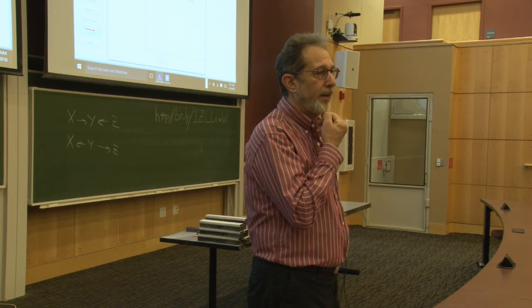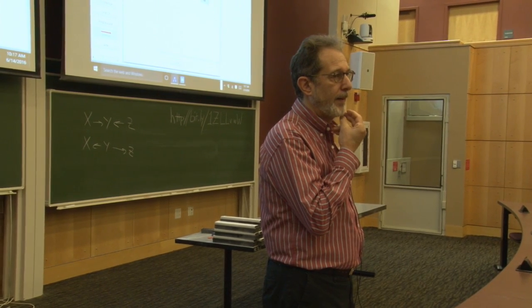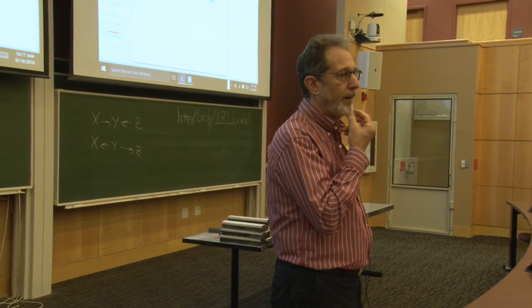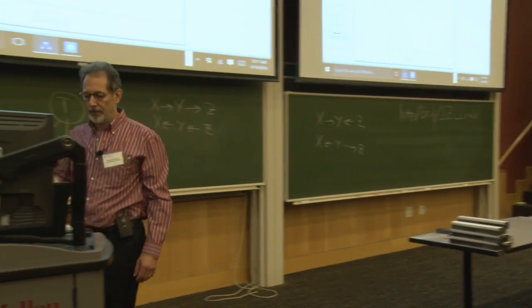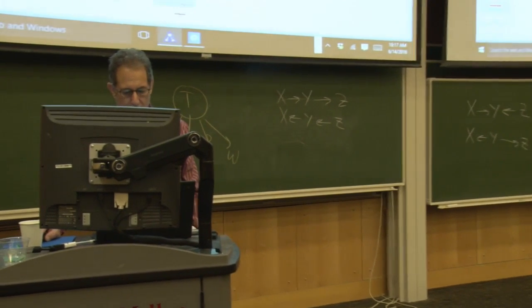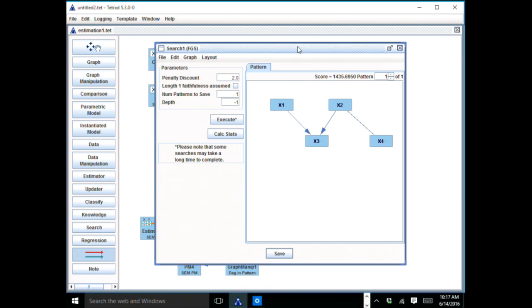Yeah? So, are there any good starting values for FGS, just as 0.05 in PC? FGS doesn't use a significance level. Yeah, but it has a different set. What does depth versus length equal one?